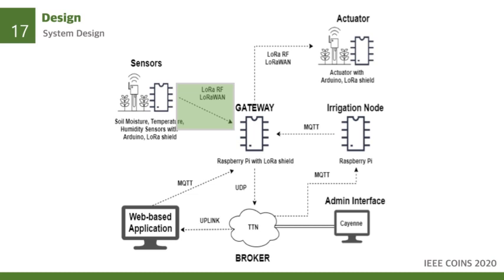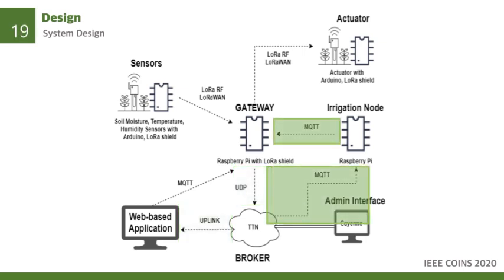First, this is the process of how Element Farm automatically controls the irrigation system. When the sensors with Arduino and LoRa Shield collect soil moisture, temperature, and humidity data, they send the data to the gateway using LoRa RF and LoRaWAN. Then the gateway, which is a Raspberry Pi with a LoRa Shield, sends it to the TTN cloud using UDP. The TTN cloud then outlinks the data to the web server.